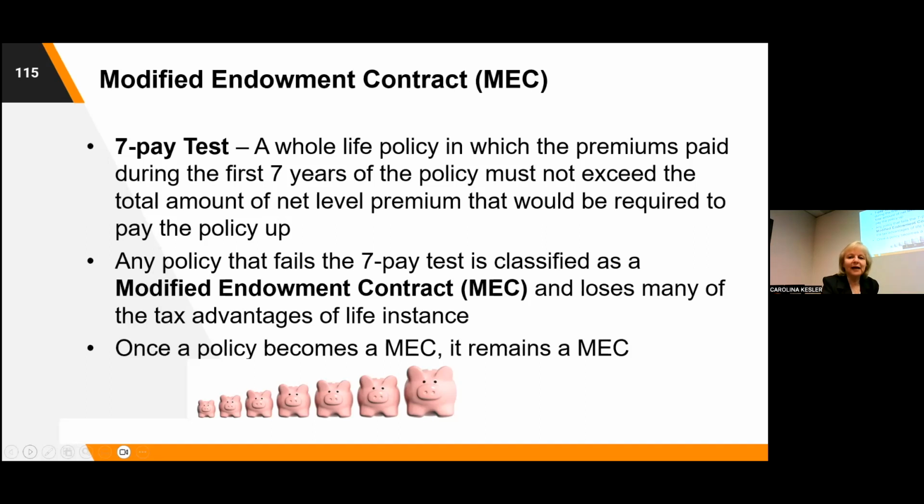Once a policy becomes a MEC, it remains a MEC. It cannot change back. So a lot of people used to go buy these fat insurance policies if they got a lump sum of money and they didn't want to pay taxes on it. And so they got wise to that and said, nope, if it doesn't meet these conditions, sorry, you're paying your taxes, right? Government wants their cut every time, don't they? I hope that goes away.